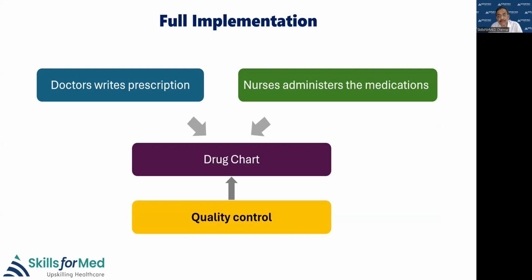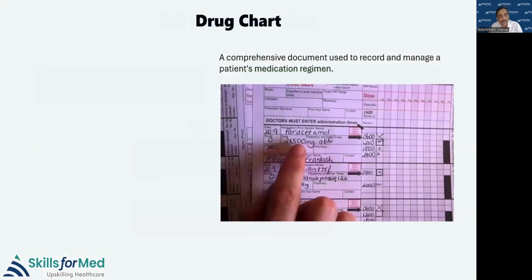And the whole process has to also have a quality control. Usually the senior nurses will do this, but now we have a separate segment of professionals called the clinical pharmacists who help us do the quality control of this drug chart and thereby reducing medication errors. So what is a drug chart? Drug chart is a comprehensive document used to record and manage a patient's medication regimen.